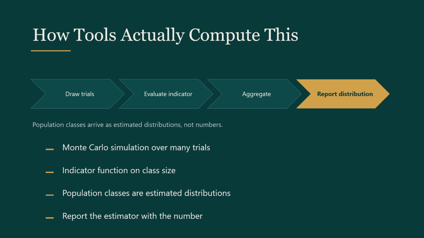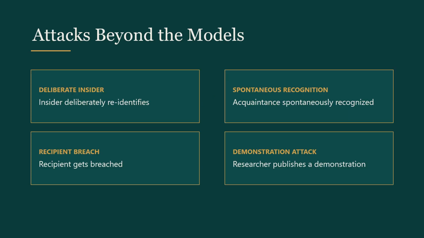Two professional habits follow. First, report the estimator and the sampling fraction next to the number, because the number is meaningless without them. Second, keep the simulation seed and the parameters in your working papers, because a determination that cannot be reproduced cannot be defended. The three named models are mathematical costumes for real scenarios, and your report must name the real scenarios too. The standard taxonomy has four.